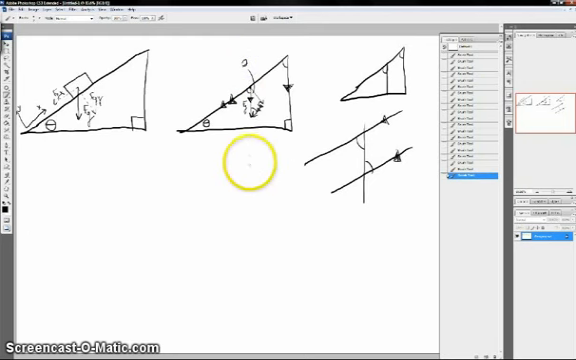Alright, so I'm going to redraw this diagram a little bit bigger here. Let me erase that.